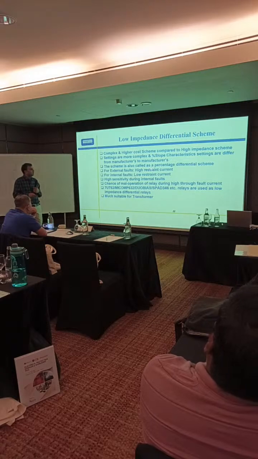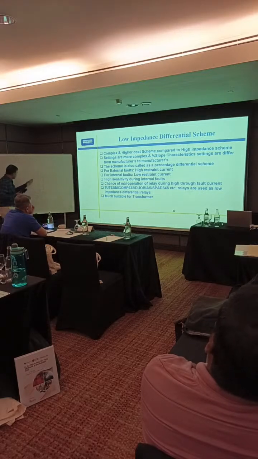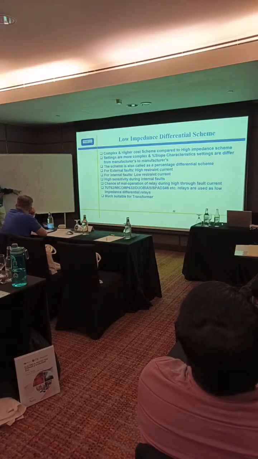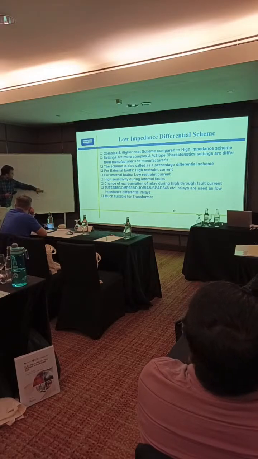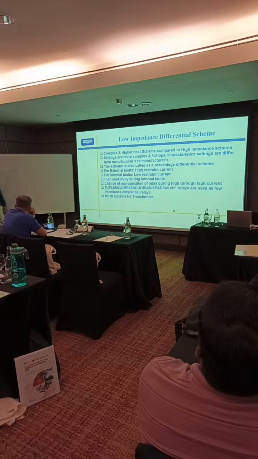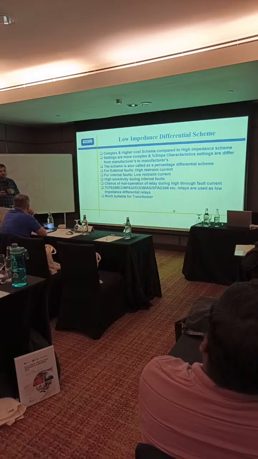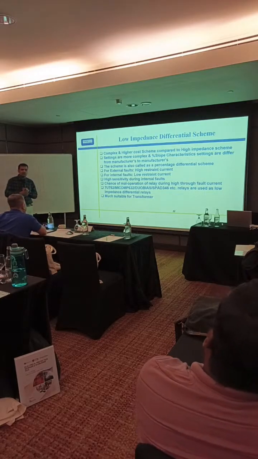In this, high restraint current for the external fault, low restraint current for the internal fault. You can see from the scope here, low restraint current while going for true fault, then restraint current is higher. So these are the features, while in the high impedance differential there is no such protection. If there is a CT saturation case, relay will maloperate.